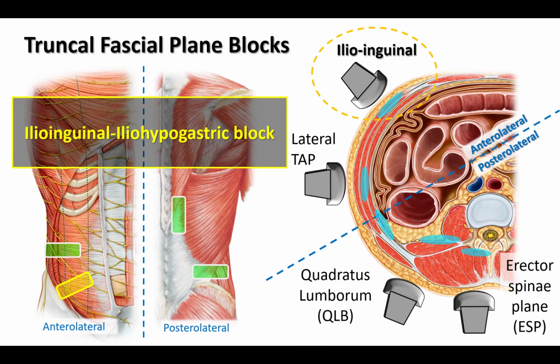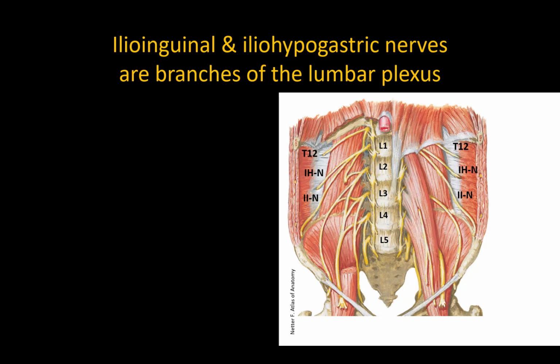The ilioinguinal iliohypogastric nerve block is one of a series of truncal fascial plane blocks for the lower abdomen and is generally used to cover incisions in the inguinal region. Unlike the rest of the innervation of the abdomen, the ilioinguinal and iliohypogastric nerves originate from the L1 nerve root and are branches of the lumbar plexus.